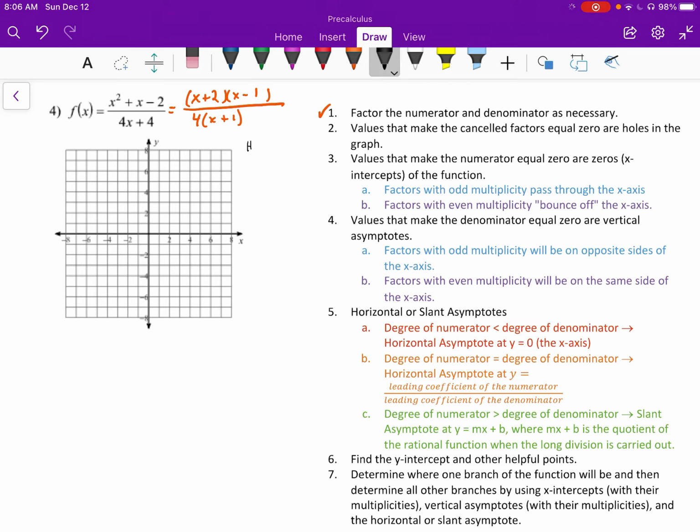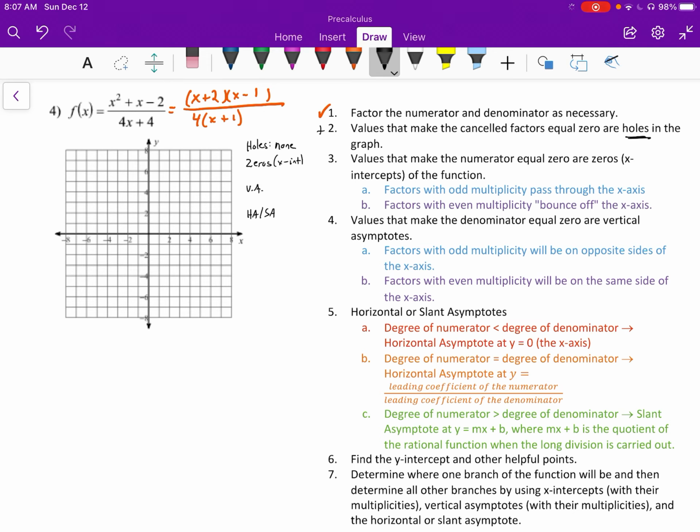So that's holes, zeros, which are x-intercepts, vertical asymptotes, and either horizontal asymptotes or slant asymptotes. So let's take a look at these 4 things. Step 2 here. We look for canceled factors. Well, nothing in the numerator cancels with anything in the denominator, so there are no holes.